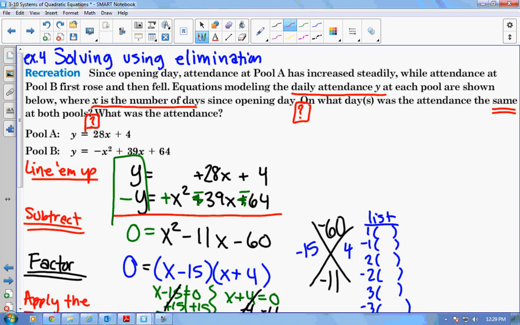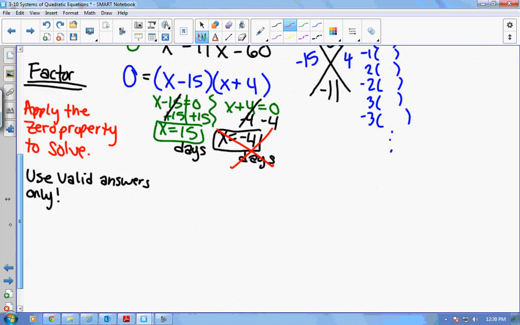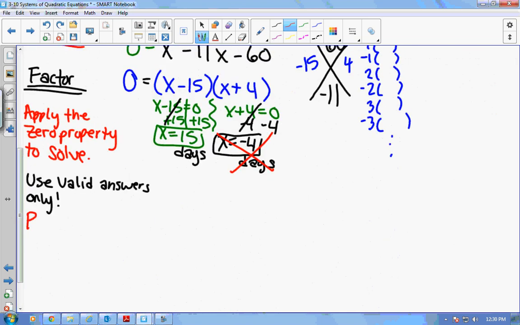Does it matter? No, both of these equations you can plug into. Now one's easier, but no matter which equation you plugged into, you'd get the same because they were equal on that day. Which one's easier? The top one, y equals 28x plus 4. So now we're going to plug in x into y equals 28x plus 4, the easier, less complicated one. You can use either.